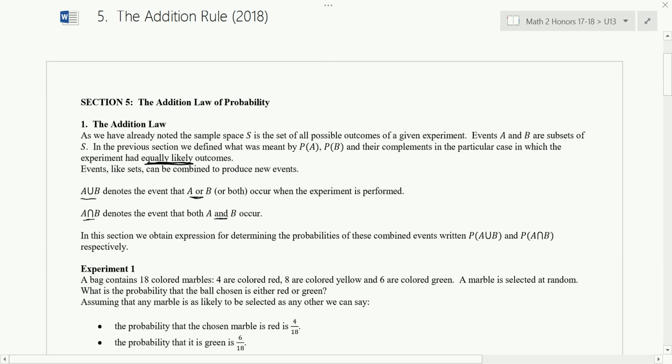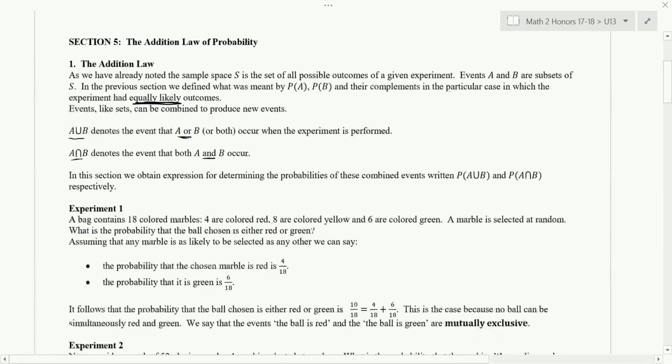So in this section, we obtain the expression for determining the probabilities of these combined events, the probability of A union B or the probability of A intersect B. So let's take a look now at this first example. A bag contains 18 colored marbles, 4 are colored red, 8 are colored yellow, 6 are colored green. A marble is selected at random. What's the probability the ball chosen is either red or green?